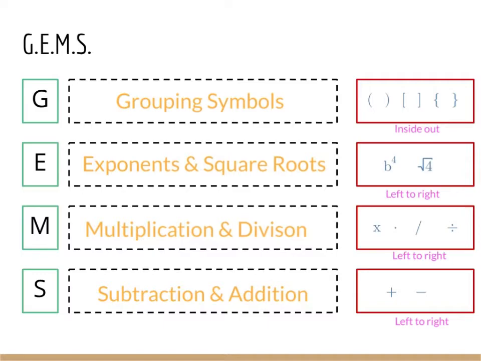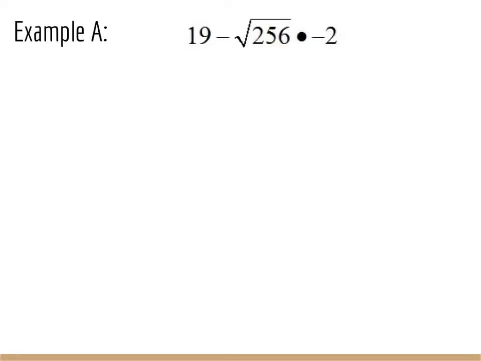Let's take a look at our first example. So here we are at example A. In this example, I've got 19 minus the square root of 256 times negative 2. So while I'm working on this problem, I want to remember that I'm going to be using GEMS as I go along, and I also want to make sure that I'm copying everything down about the things that I am not touching. So first I'm going to take a look. Are there any grouping symbols? I don't see any grouping symbols here, so I can ignore that.